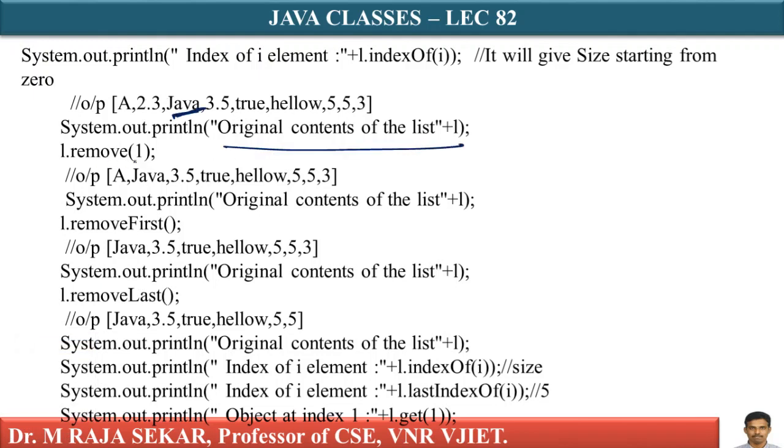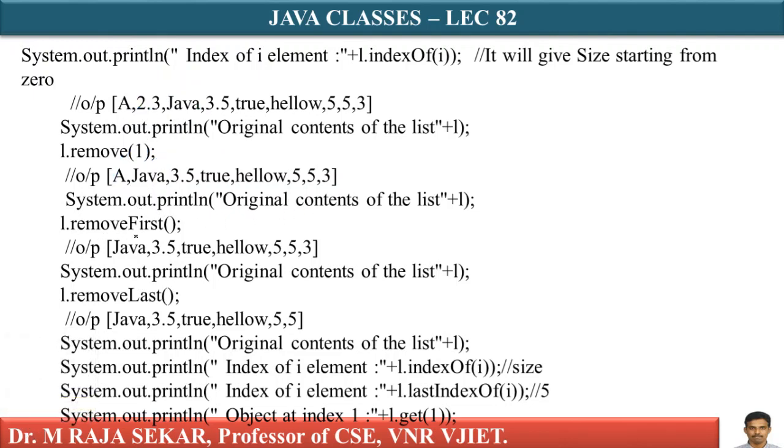L.remove. If I want to remove something, I can always remove. Here A I have. Remove 1. This is index 0 and this is index 1. At index 1 I had 2.3. Now just see. If I see the output, I don't have 2.3 here. Remove 1 means it will remove at index 1.